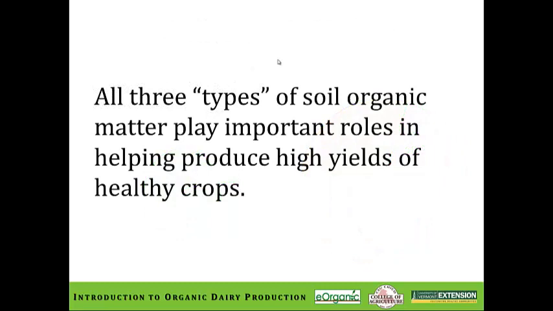Even though soil organic matter makes up a small portion of the total soil, it's very important, as we've already stated. And all 3 types, the living, the dead, and the very dead, play very important roles in helping produce high yields and healthy crops.